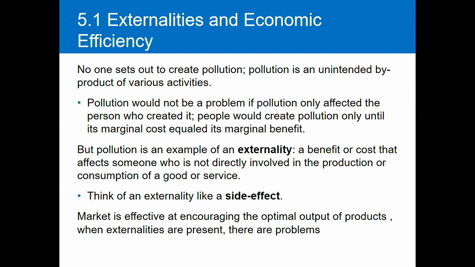So the market is effective in encouraging the optimal outcome of products, makes society better off, both consumers and producers, normally. But when there's externalities present, so when there's costs and benefits that aren't being captured by the people involved in the actual transaction, we end up with problems. We're not taking into account all those costs and benefits, so then we're not going to be at this optimal level of production and consumption.